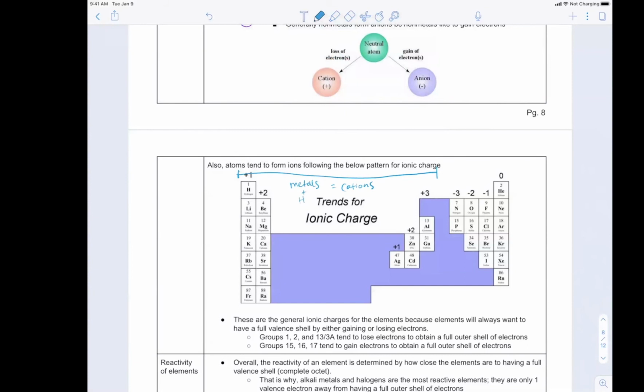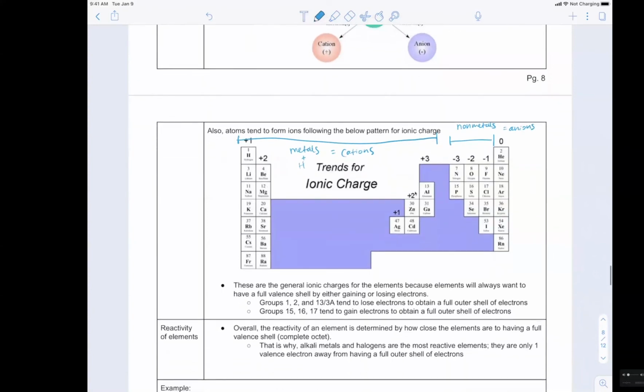And then your nonmetals over here are going to form anions. So this is generally speaking. And the reason for that is based, again, on that idea that we've been talking about, where elements want to gain a full valence shell.